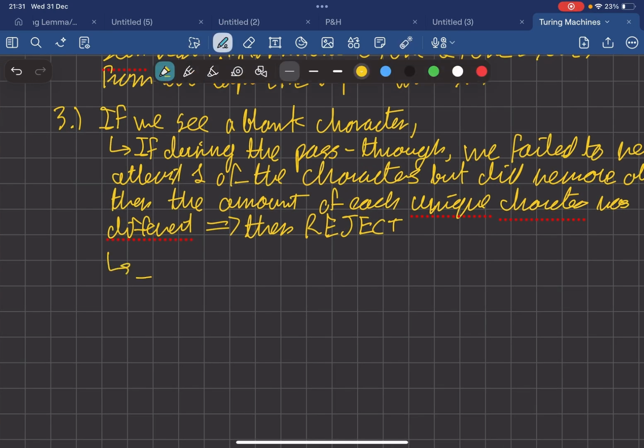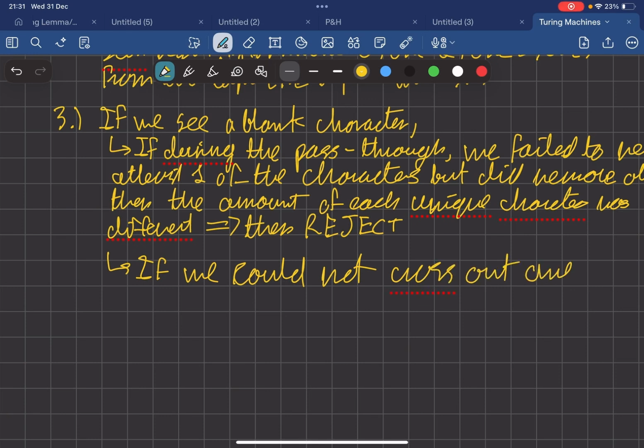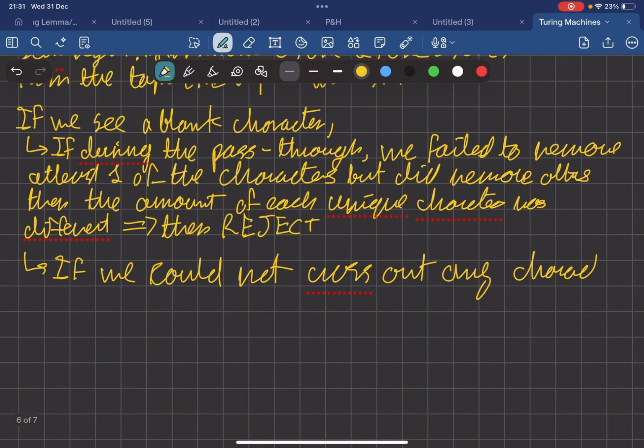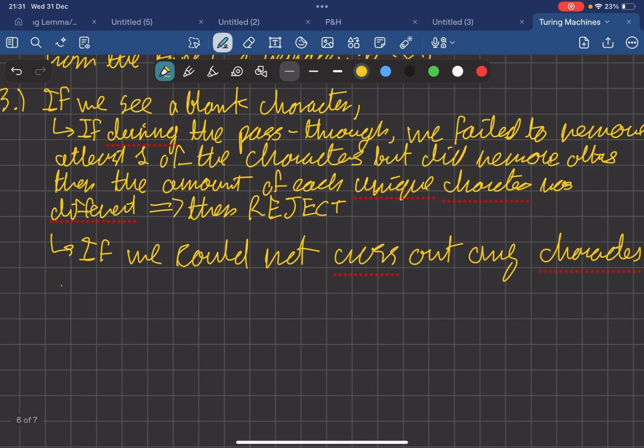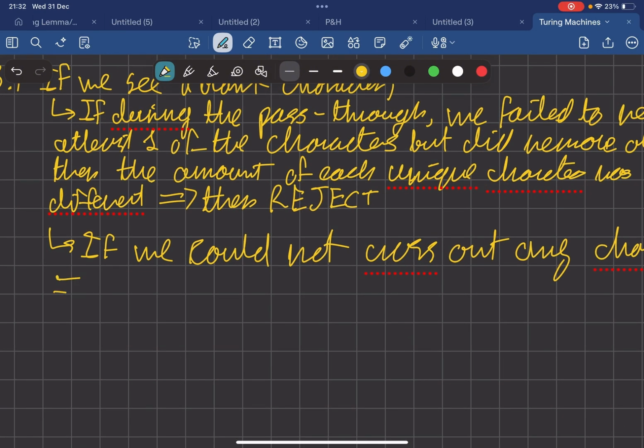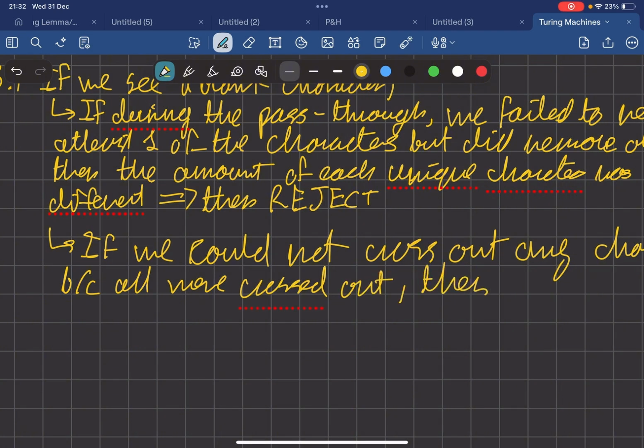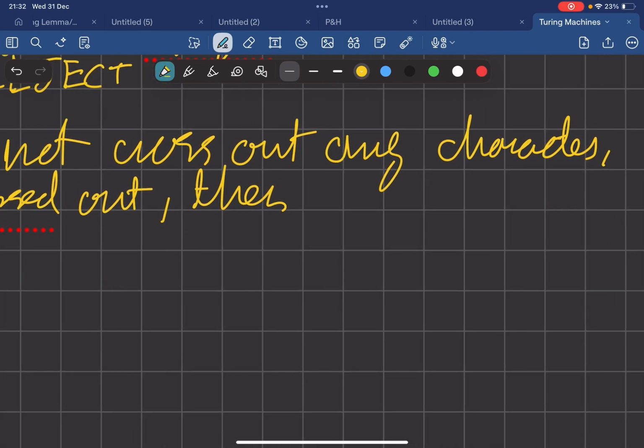Otherwise, if we could not cross out any characters, because all were already crossed out, then we accept, because that means all the characters got removed at the same time, and because we were removing them one at a time, the original amount was the same. Then halt and accept.